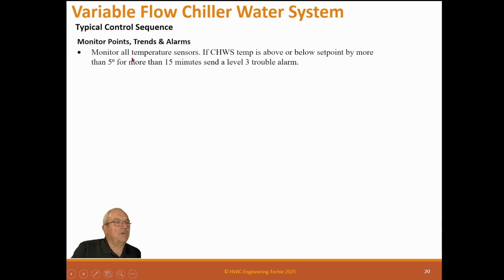Monitor points again. Monitor all temperature sensors. If the chill water supply temperature is above or below a set point for more than 5 degrees for more than 15 minutes, send the level 3 trouble alarm.